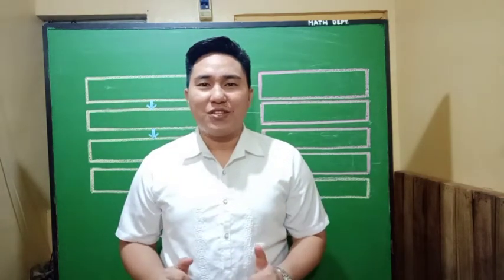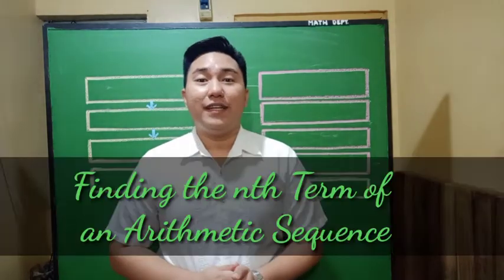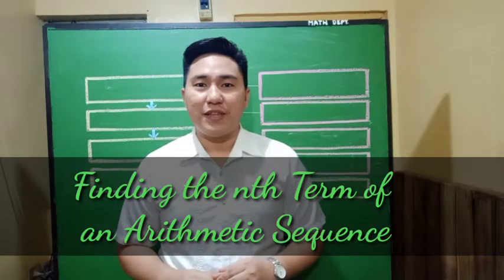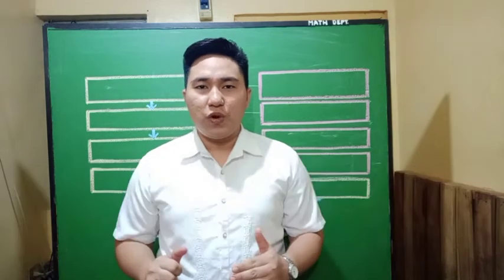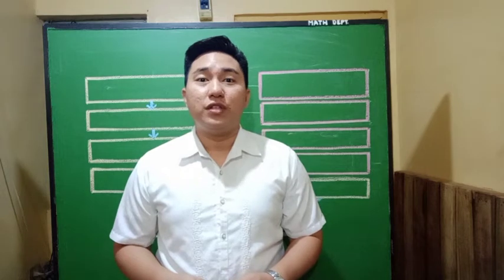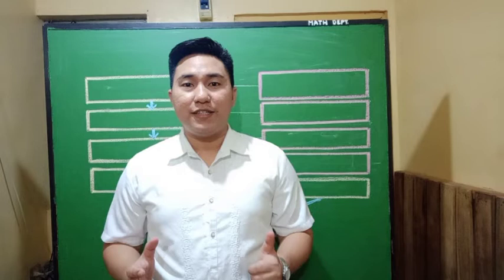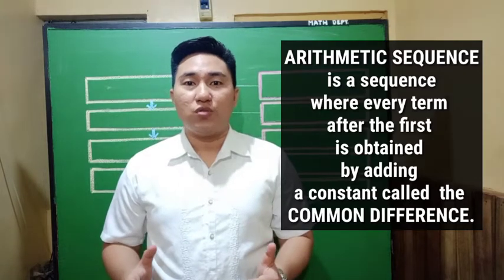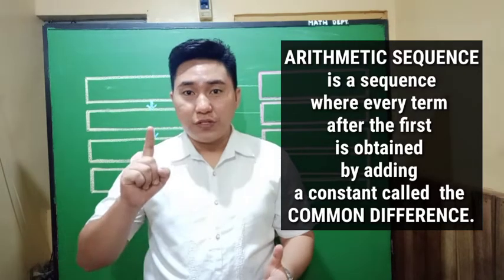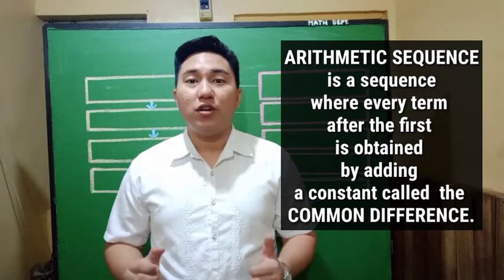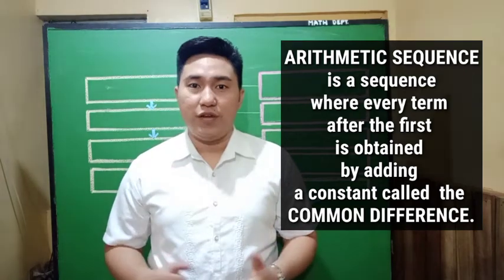And for today's lesson, our topic is about finding the nth term of an arithmetic sequence. But before we proceed to our main lesson, let's recall first the definition of an arithmetic sequence. When we say arithmetic sequence, it is a sequence where every term after the first is obtained by adding a constant called the common difference.